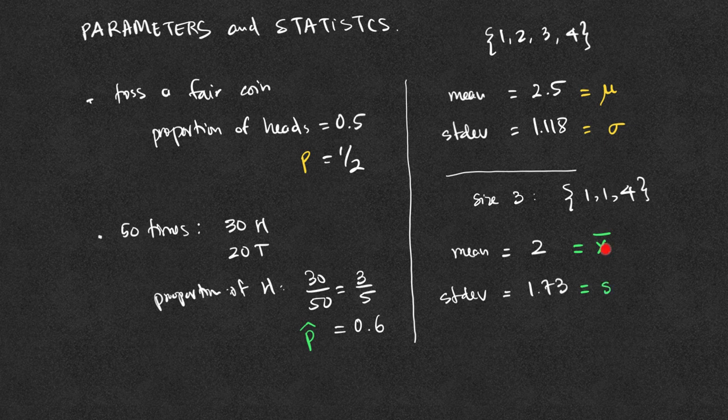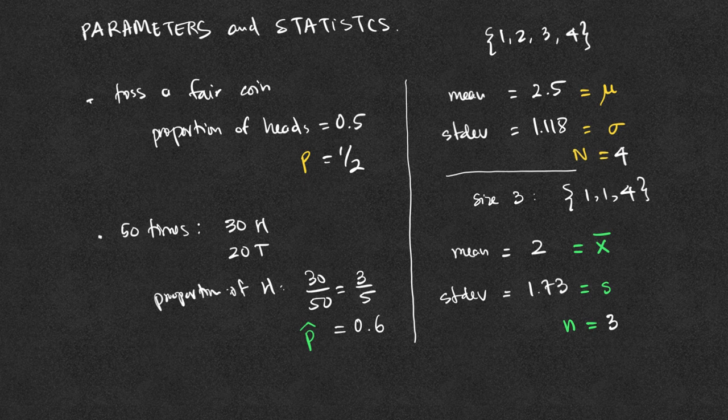X bar, s, p hat are called statistics. P, mu, sigma are called parameters. Also, the size of the sample is denoted using the lowercase n. In this case, n equals 3. The size of the population is denoted using uppercase N. And so in this case, N is 4.